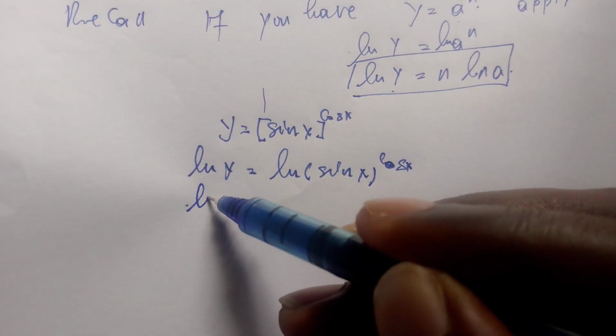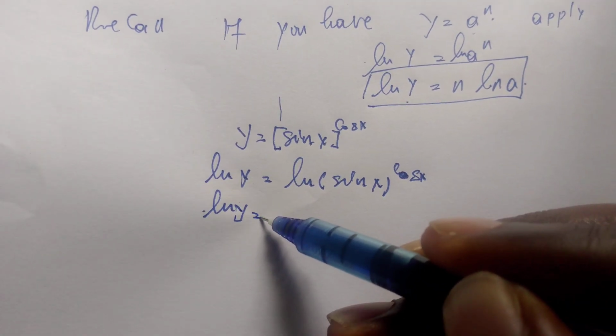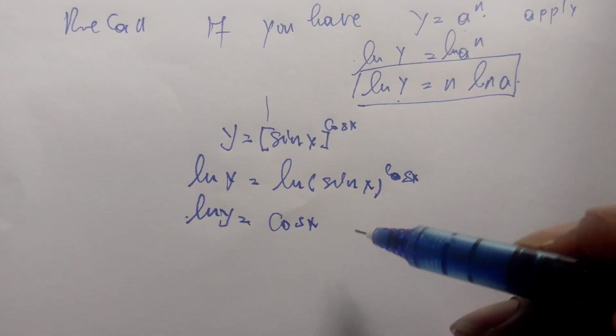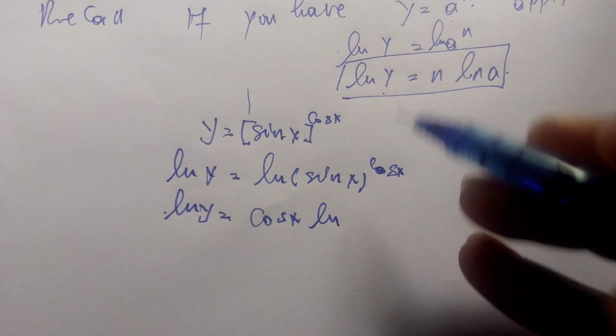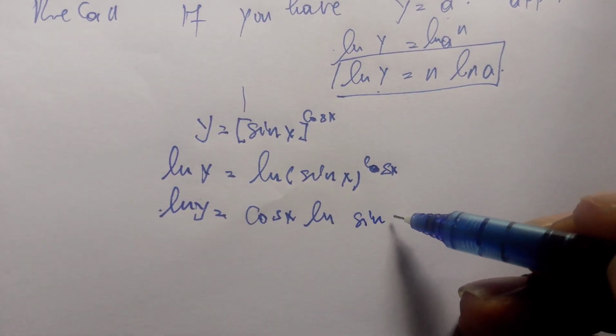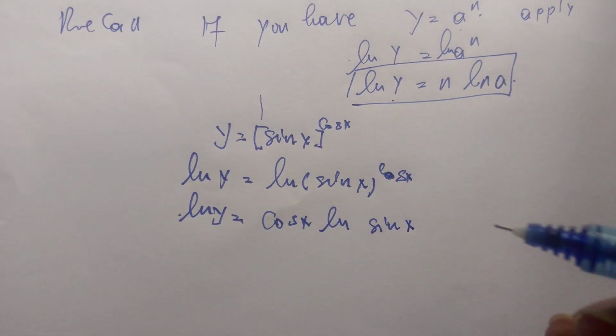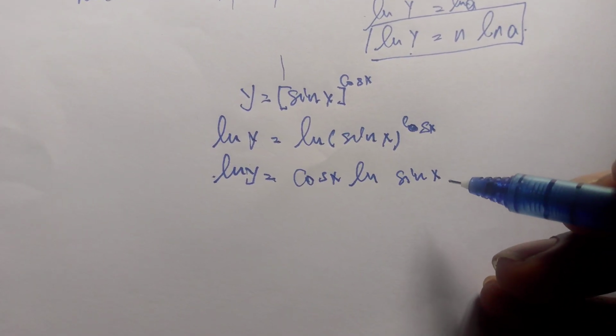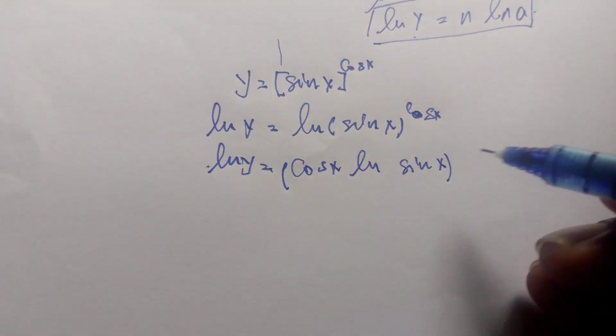Then ln y equal to cosine x ln sine x. So here we can derivate both sides.